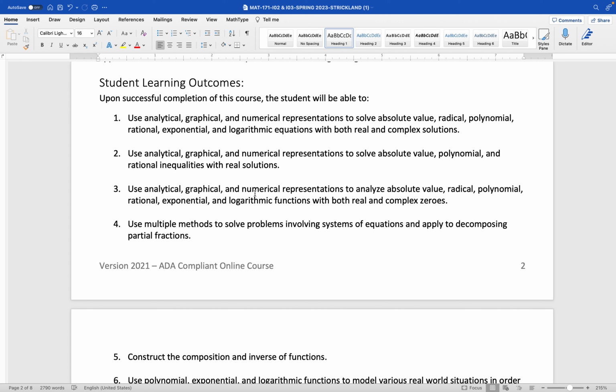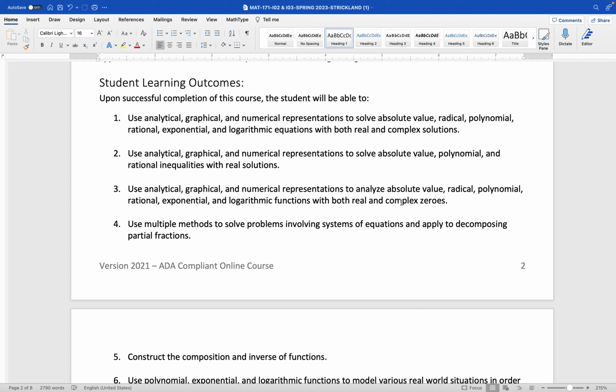Also, in the same types of scenarios, with exponential and logarithmic functions, we're looking at not only working with real numbers but also complex numbers, finding the solutions in the complex as well as the real numbers, and the zeros to be referred to as the solutions of those particular equations.